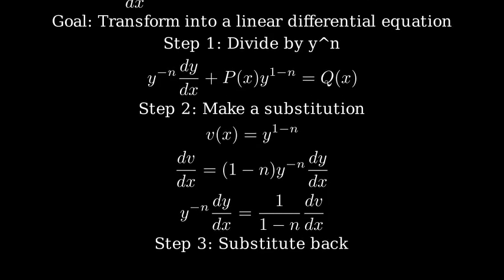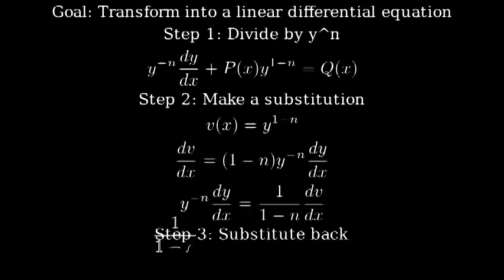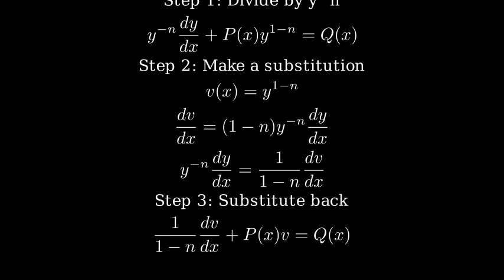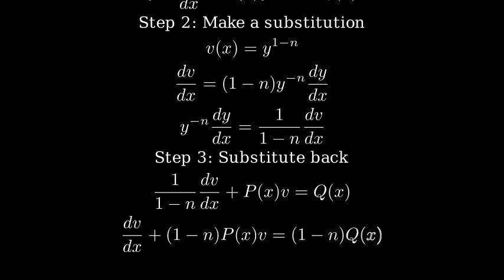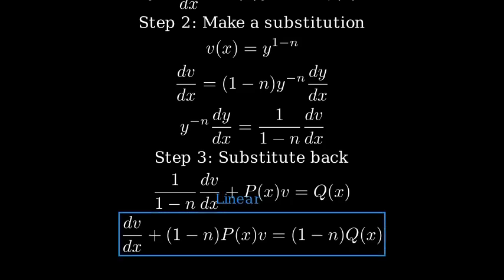Step 3. Substitute this expression back into our divided equation. We get 1 over 1 minus n times dv/dx plus p of x times v equals q of x. Next, multiply both sides by 1 minus n to get dv/dx plus 1 minus n times p of x times v equals 1 minus n times q of x. And look at that. This is now a linear differential equation. In terms of v, it has the standard form, dv/dx plus coefficient times v equals function of x.